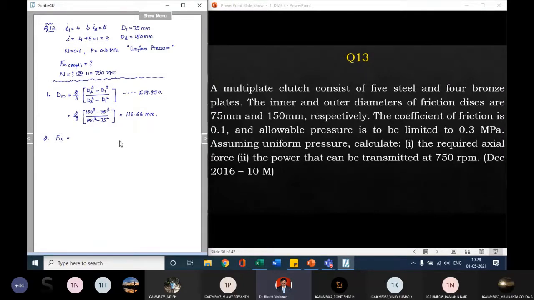The axial force FA will be equal to pi P. It is not half pi P because it is the uniform pressure theory which we are working. Pi P times D2 square minus D1 square by 4. This is the actual, guys. This is the maximum value which we are trying to find, but the required is different. So once again, pi into P, P is given as 0.3. D2 square is 150 square minus 75 square by 4. How much?